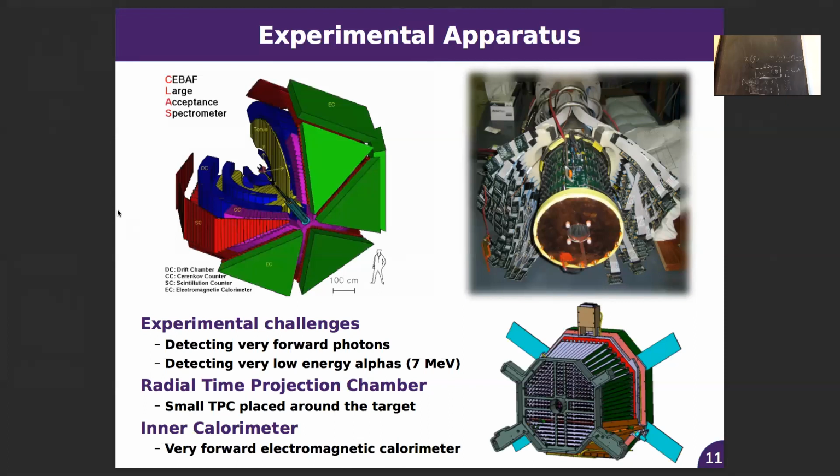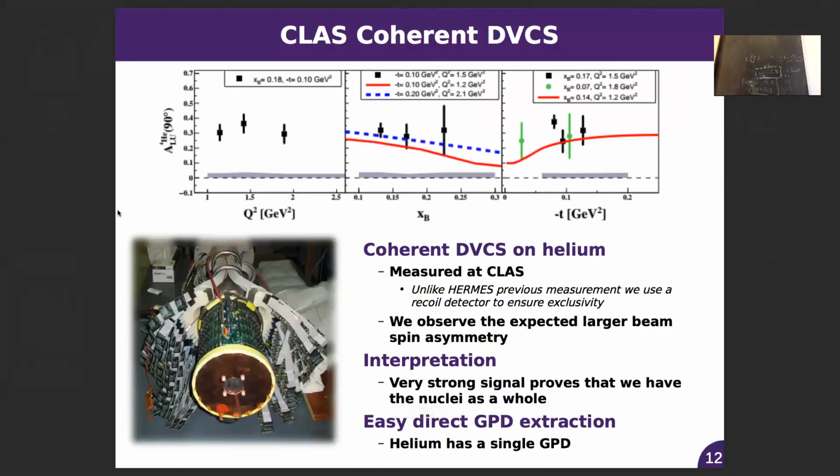So what we did is we built this small chamber. This is actually probably bigger than life size. It's a very small detector placed right around the target to detect the very low energy nuclei. And we had a very forward calorimeter that was built for all those DVCS experiments with CLAS. Here is the hole for the beam. This is a small angle because you produce those high energy photons very close to the beam line. And of course you use CLAS for the electron.